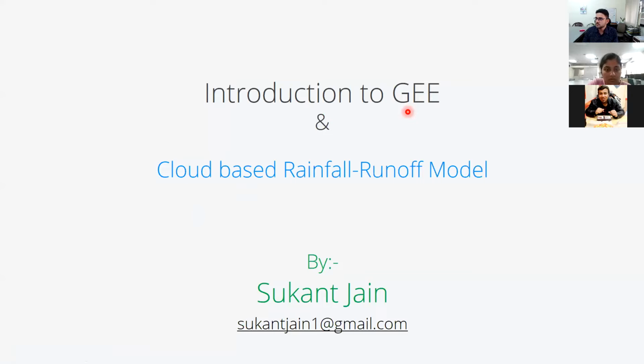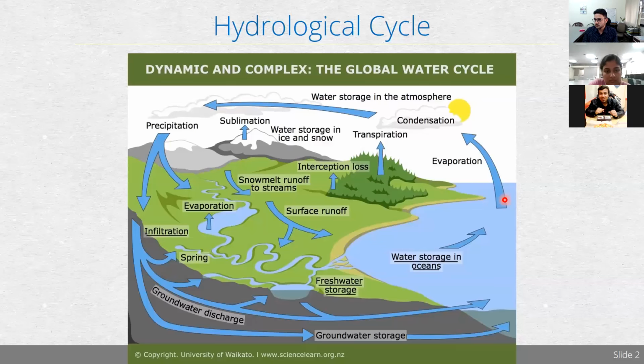GEE basically means the Google Earth Engine and its application in developing the cloud-based rainfall runoff model. First of all, we will start with the hydrological cycle. Those who are in the field of hydrology or water resources, or have studied it a bit, are very much familiar with this picture of how hydrology works. That means from which point the water comes and from which point the water goes out of the ecosystem, and how it revolves within the ecosystem.